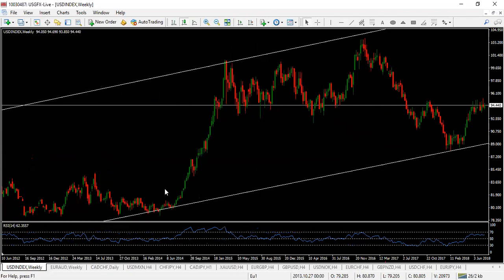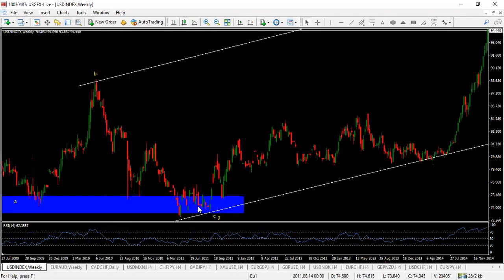So from B to C, there are also 3 waves in it. This is A, this is B, this is C to give you the C. And then if you check as well from this type, this is 1, 2, this is 3, 4, 5 to give you 1. This is A, B, C to give you 2. So yeah, we are from wave 2 now.